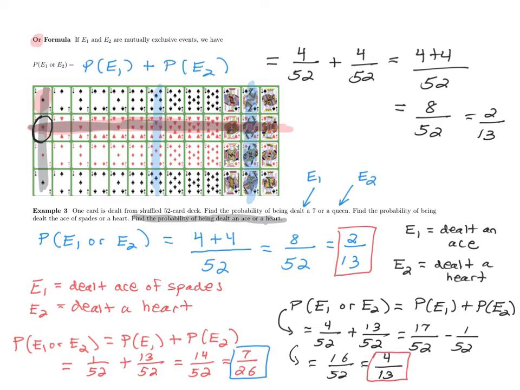So here's the thing to notice. When you're finding an OR probability, sometimes you can just add the probabilities together because that's counting the total number of ways that these events can occur, unless they have something in common. If they have something in common, then you just want to subtract out the fact that you counted things twice. We'll state this more carefully in a formula on the next slide.